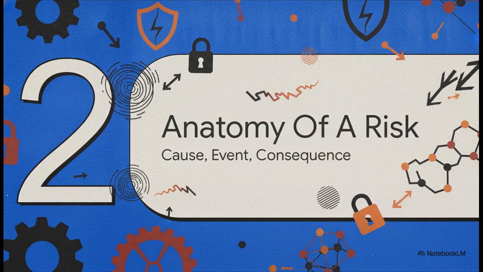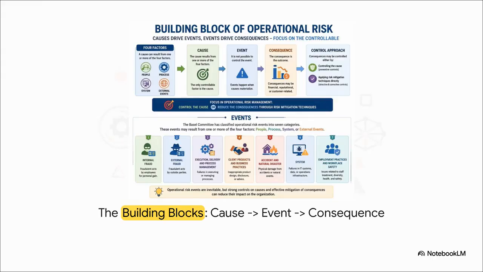Moving on to Section 2, Anatomy of a Risk. Cause, event, and consequence. Think of a risk materializing exactly like a domino effect. It always starts with a cause on the left. This could be people, processes, systems, whatever. That cause then triggers an event, which finally leads to a consequence, like a financial loss or a major customer dispute.